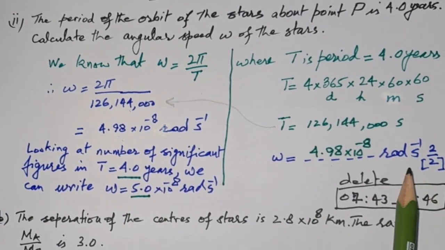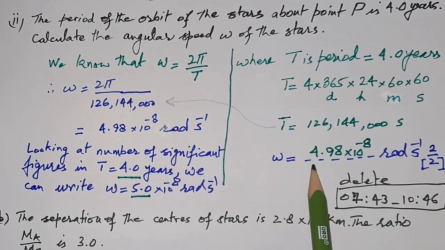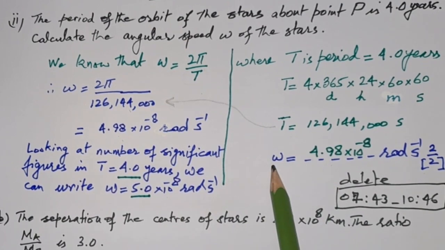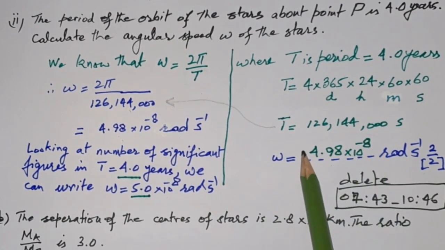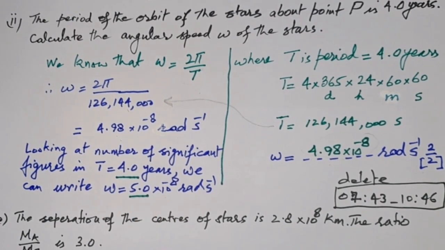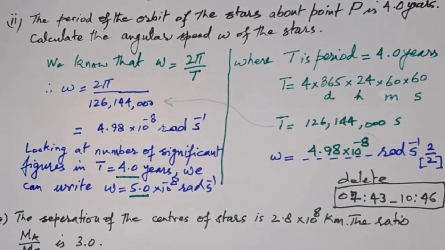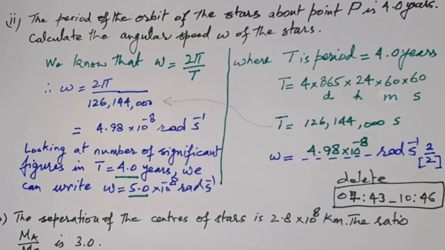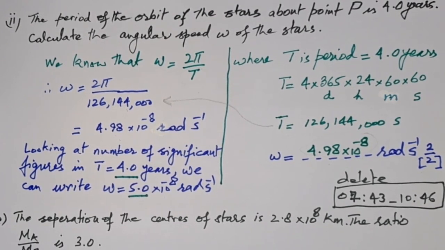But remember that in the next parts of this question, if you have to use omega, you will use this value and not this value. Otherwise your rounding off will get larger, and your upcoming answers will be a bit different from the actual answers, and you might lose the mark.